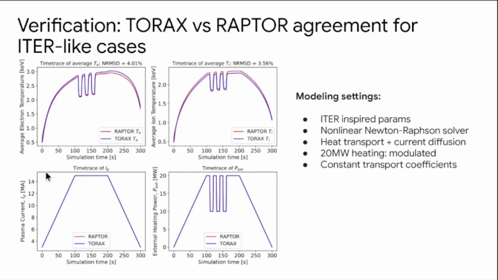You can see here a little bit of a current ramp, a bit of power ramp with some modulation. The modulation is just to showcase the different timescales: the confinement timescales are the short ones, while the current diffusion timescale is a longer one. And we generally get, at worst, around 4% disagreement. We do not expect perfect agreement due to the fundamentally different numerical schemes used by TORAX and RAPTOR, and we haven't really dug into closing out every last percentage, but we're satisfied with this at the moment.